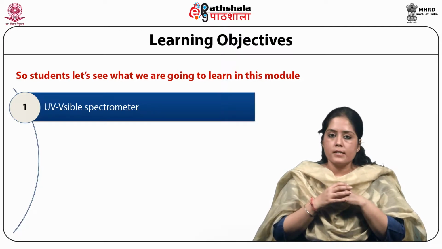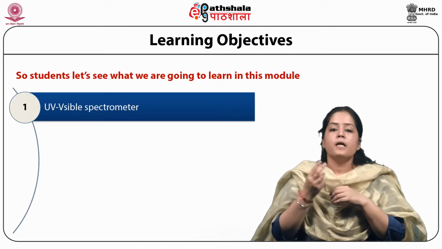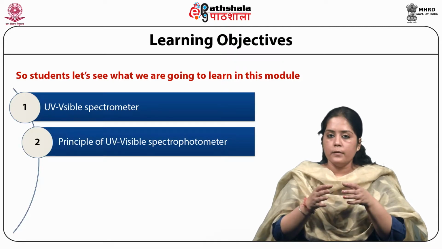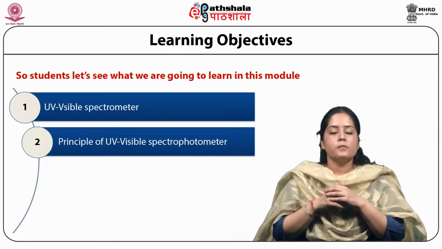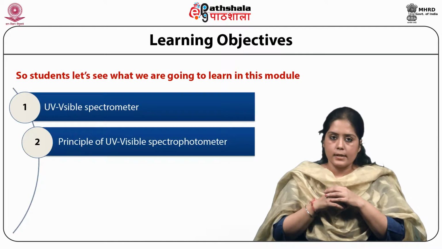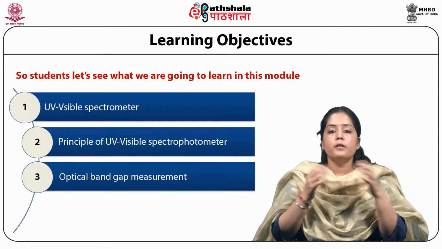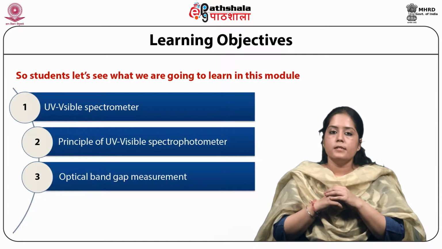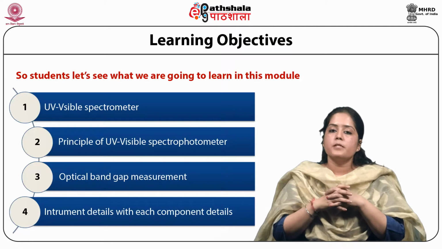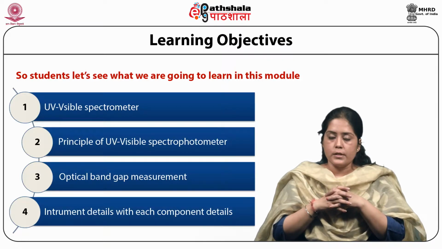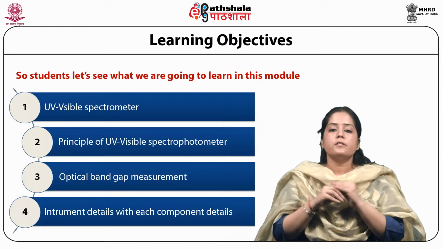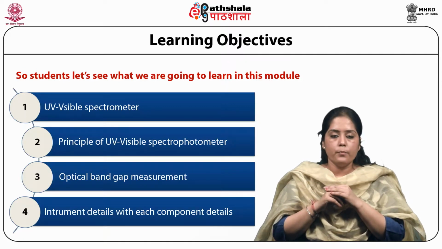Firstly, we will discuss the UV visible spectrometer. Second, the principle of UV visible spectrophotometer will be discussed. Thirdly, the optical band gap measurement, that is how it can be evaluated, will be discussed. Lastly, we will discuss the UV visible spectrophotometer instrument along with the detailed description of each component.